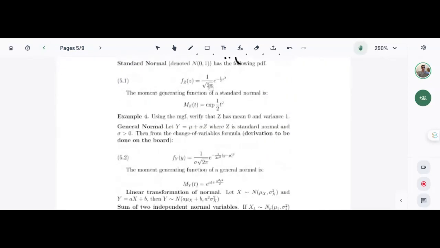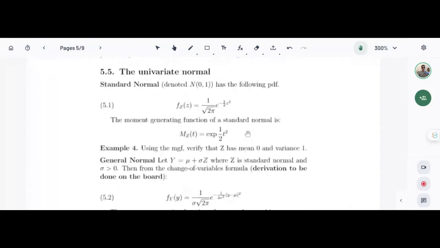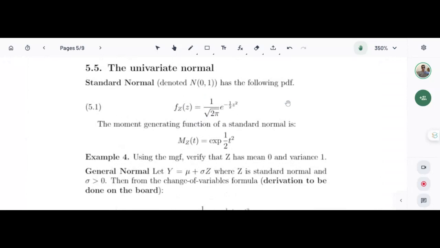Okay, you have the univariate normal distribution. That is a really important distribution, but I don't want to spend too much time on these things. I'm sure that you know them. So here we have the normal distribution. When the normal distribution has mean 0 and variance 1, we call it the standard normal distribution, and it has this kind of probability density function. This is the probability density function for the normal distribution. Then what else? And the moment generating function is this.